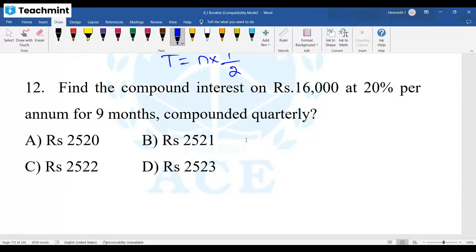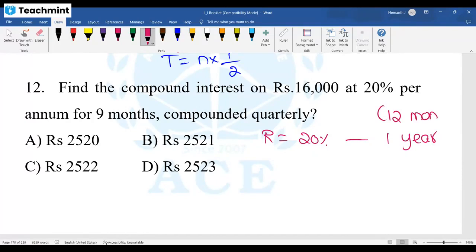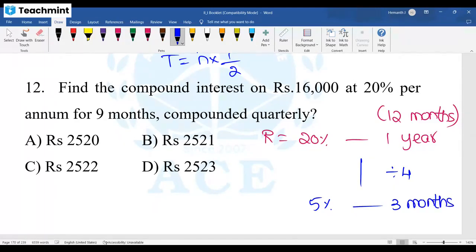So what is the rate of interest here? 20% for 1 year. Okay. Then quarterly means for how many months we need to worry about? 3 months. 1 year means nothing but 12 months. You need to bring it to 3 months, so we should divide by 4. Then 5% for 3 months. Rate of interest is 5% for 3 months.